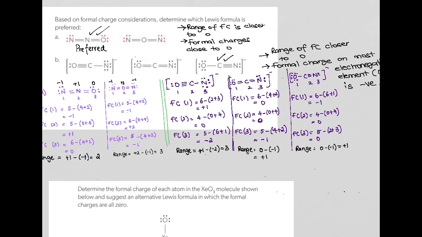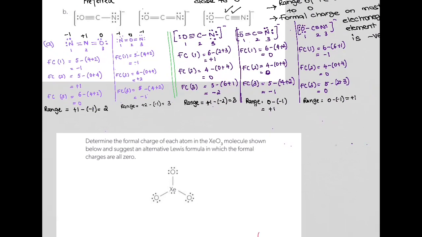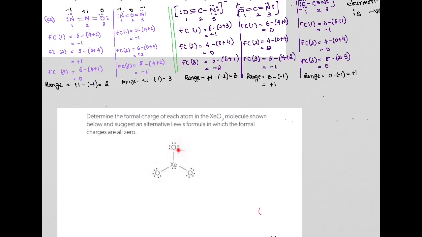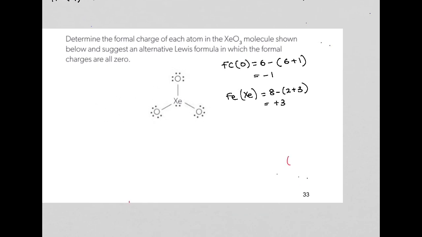Check your calculations and let's see the last question where you just have to find the formal charge on each atom and to propose an alternative Lewis structure. So this is the formal charge of oxygen and this is the formal charge of xenon in this structure. Now in the preferred structure, we're going to expand the octet of xenon because remember, in the list of atoms that can have expanded octets, we have xenon here.